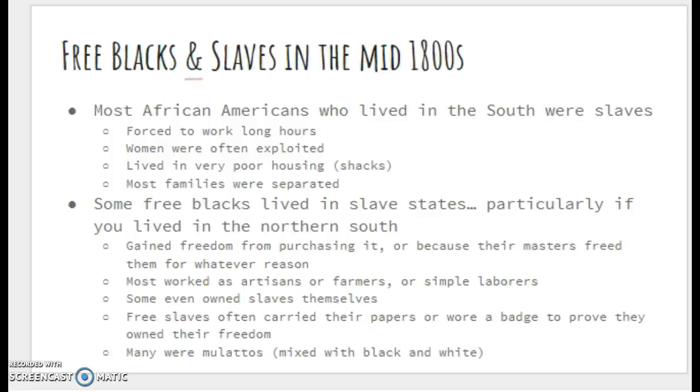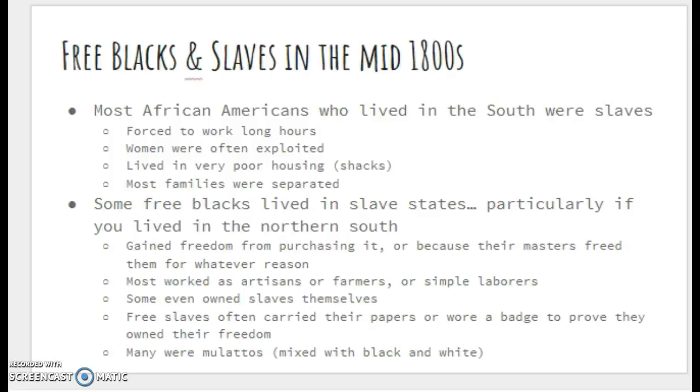Alright, now we're going to look at some freed blacks and slaves in the mid-1800s. Most African Americans who lived in the South were slaves. We know that. They were forced to work long hours. These women were often exploited by their male masters. It was not a good situation to be a woman slave in particular. They lived in very poor housing, or shacks. In most families, guys, the toughest thing was that they were separated, right? So if a mother had 2 children, especially if they were male children, they were typically going to be sold off into another plantation for profit.